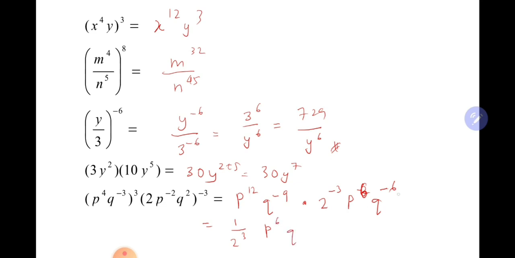Q negative 9 minus 6 is negative 15. So we can rewrite this as 1 over 8 Q negative 15, and this one is P power 6. Sorry, this one is P, positive, not 6. So P6 times P12, you will get P18, okay.